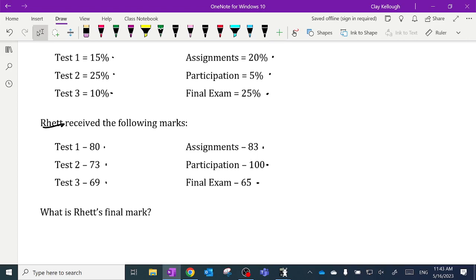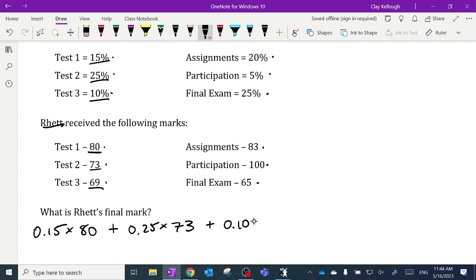You go by the weights. How much of this mark do I get to count towards the grade? 15% of it. So it's 15% of 80, plus, how much of this test 2 do we get to count? 25%. 25% of 73. How much of test 3? 10%. Plus 10% of 69.